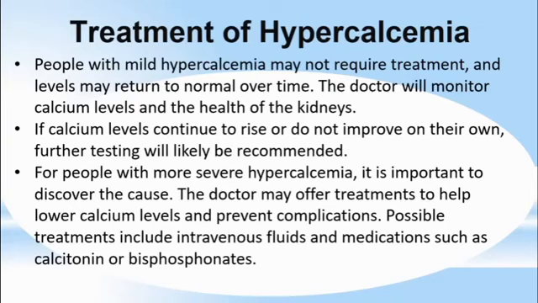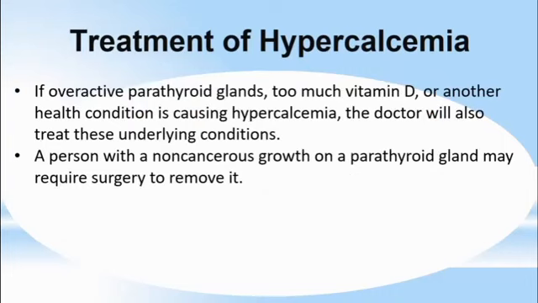Possible treatments include intravenous fluids and medications such as calcitonin and bisphosphonates. If overactive parathyroid glands, too much vitamin D or another health condition is causing hypercalcemia, the doctor will also treat these underlying conditions as well. A person with a non-cancerous growth on a parathyroid gland may require surgery to remove it.